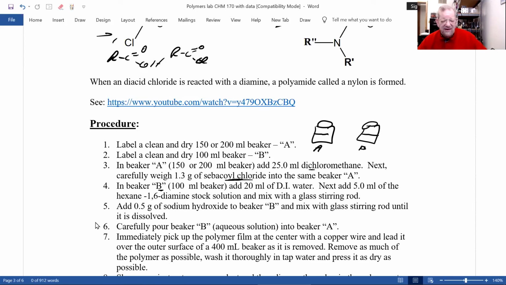In B, you'll put in the 1,6-diamine, and you'll also add to B some sodium hydroxide, your base, and you'll mix it. And what you do is have your A, carefully pour your B in the side, not inside.